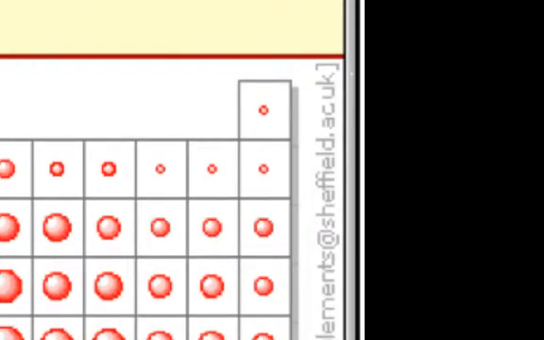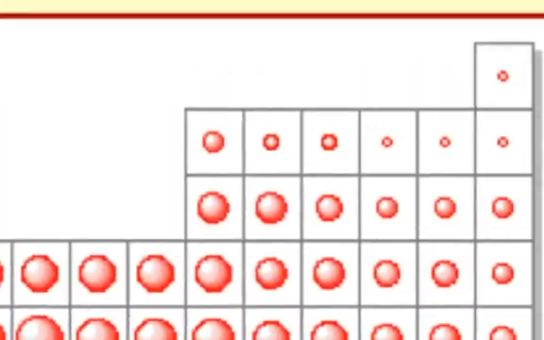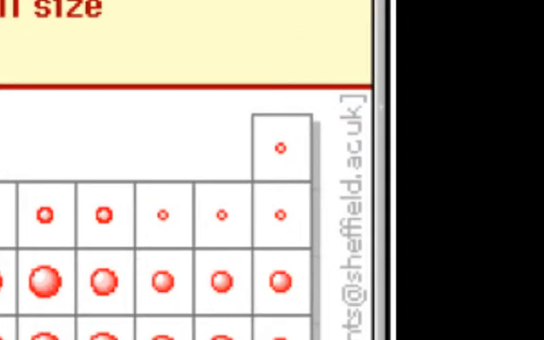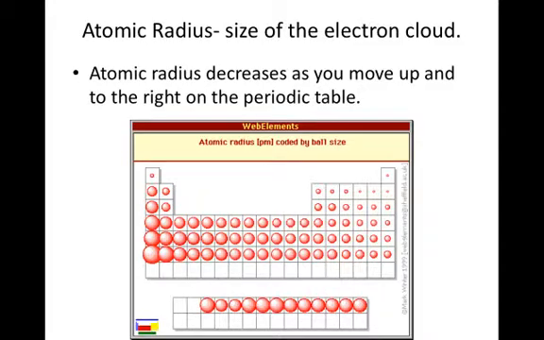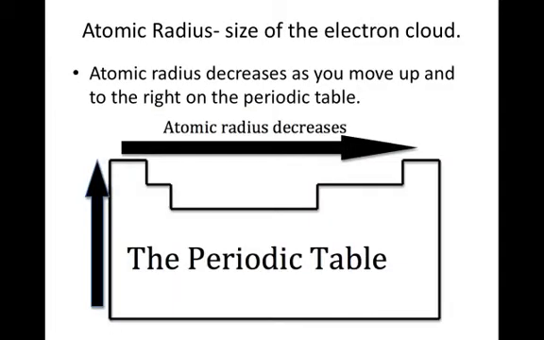So look at this. You can see right here, we have a large atomic radius. And as you move up and to the right, the atomic radius gets smaller and smaller. We're going to divide this trend into two separate segments. First, we're going to look at why atomic radius decreases as you move to the right on the periodic table.